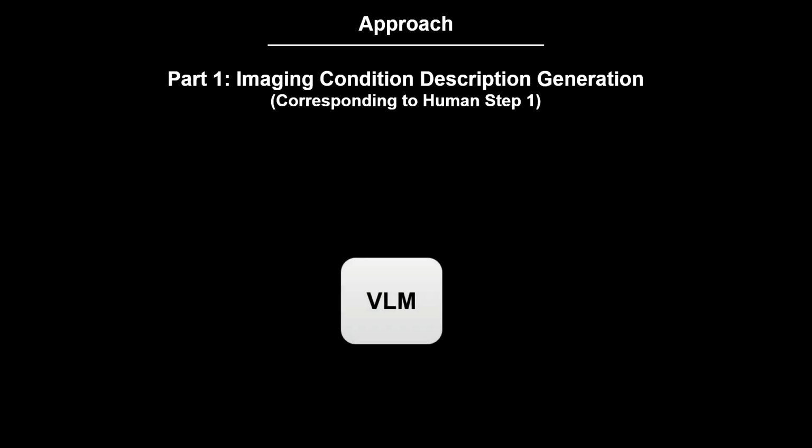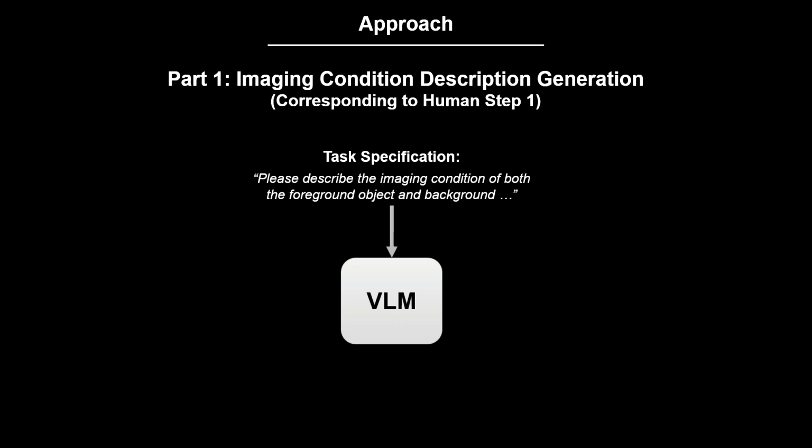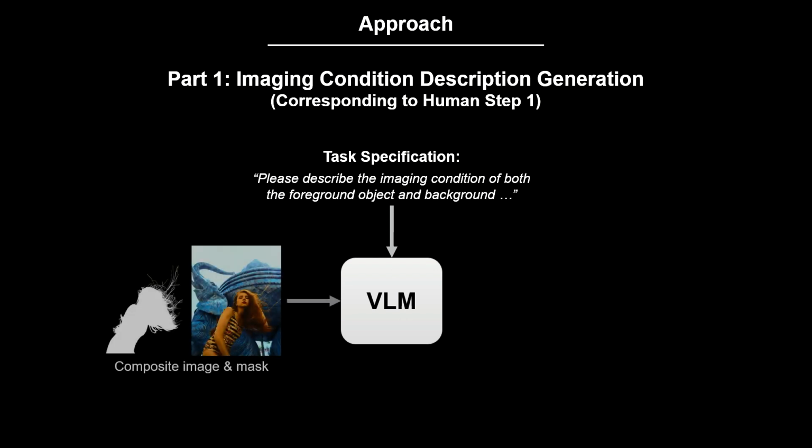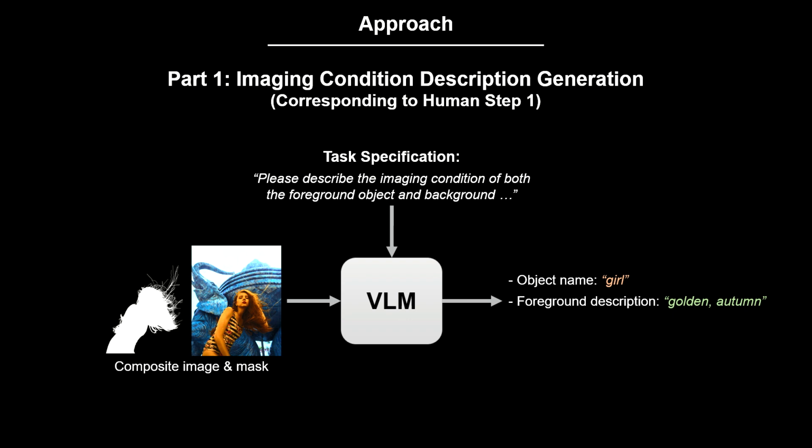Here, we present our detailed approach. In Part 1, we introduce the Imaging Condition Description Generation module, corresponding to Human Step 1. Leveraging a pre-trained vision language model, we prompt it with task specifications such as describing the imaging conditions of both the foreground object and background. Subsequently, we input the composite image and mask to obtain the target output, which includes the object name, foreground description of the imaging condition, and background description.